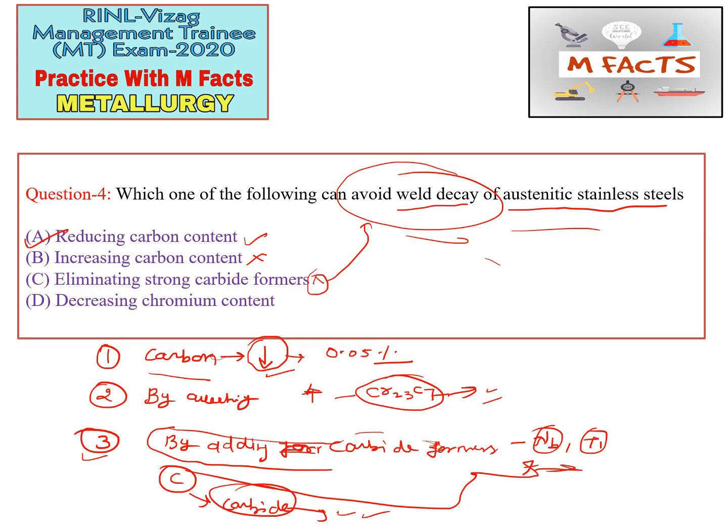So the D part is decreasing chromium content. This is also not correct. We cannot decrease the chromium content below a certain level in stainless steel. Okay, so the correct option for this question is A part. Reducing the carbon content can avoid weld decay of austenitic stainless steel.